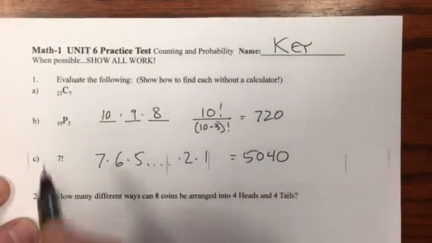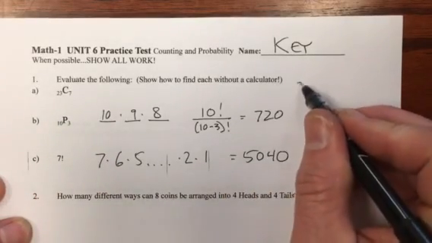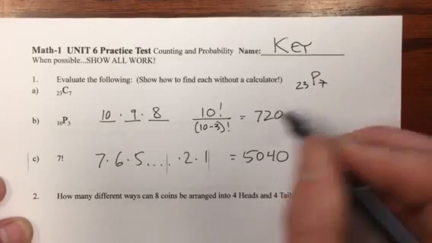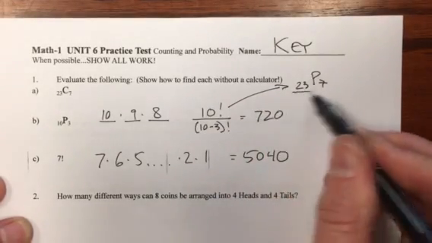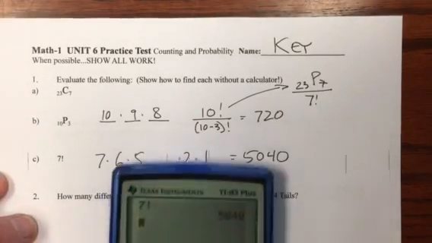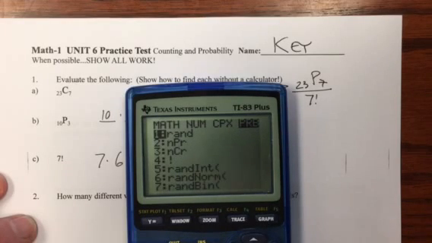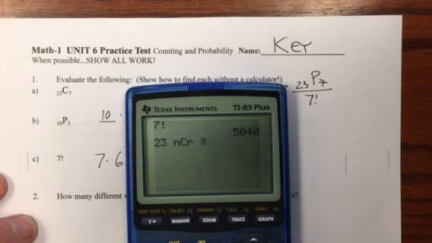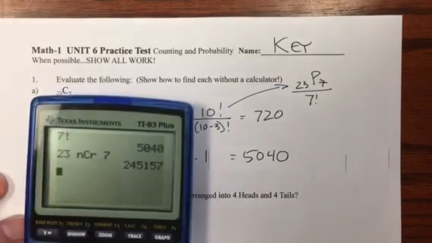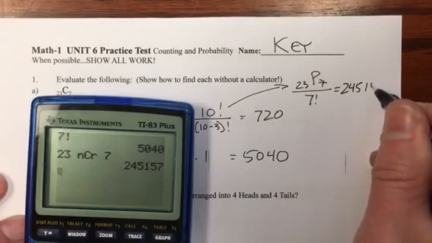Okay. The very first one, 23C7, that's really just the same as 23P7, like I've described right there, but then we just divide by 7 factorial. You'll see it's the exact same thing. So I want you to understand that. It's not hard. If I do 23 and then hit math and left arrow and then nCr, that's 3, and then 7, that will give me 23C7. So that's a pretty big number. 245157.